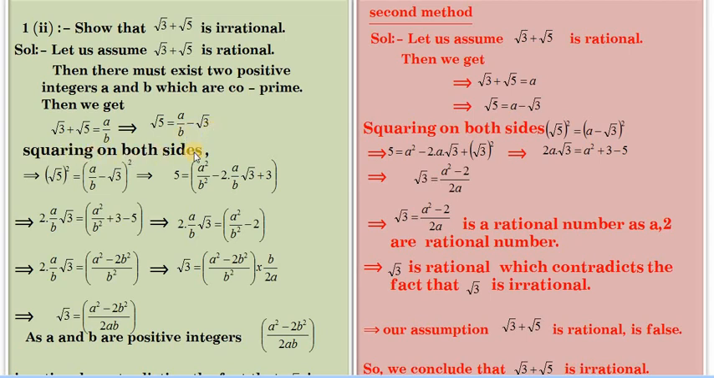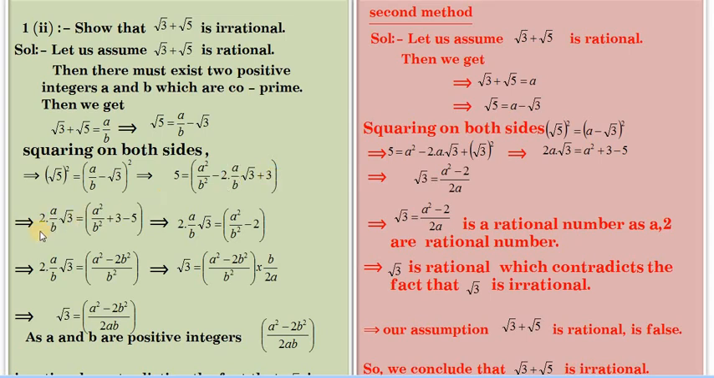Now squaring on both sides, what happens? Root 5 whole square is equal to a by b minus root 3 whole square. Now this is the form of x minus y whole square. The expansion of this will be x square minus 2xy plus y square. So in that pattern I am expanding here. Root 5 whole square means 5 is equal to a square by b square minus 2 into a by b into root 3 plus root 3 whole square. Root 3 whole square means root 3 into root 3. The root goes away, so we are getting 3.